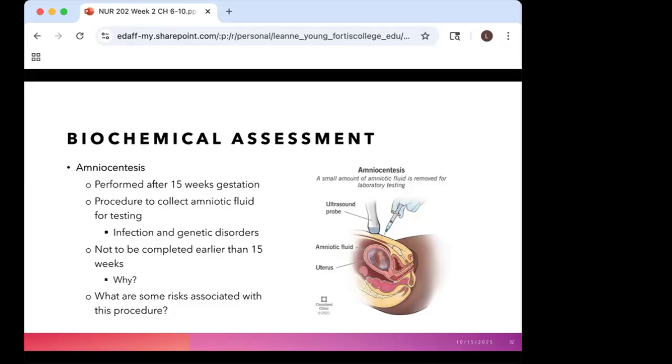As far as the fetus, you're looking at potential death, hemorrhage, infection, or a direct injury from the needle while they're performing the testing. Okay.